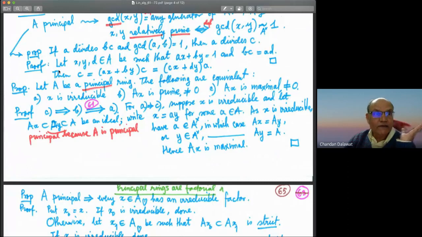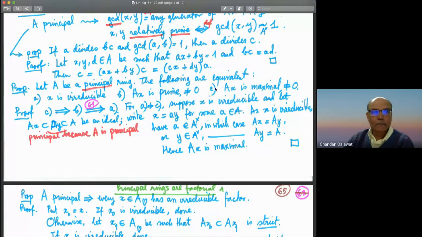in a principal ring, the following notions are equivalent. An element being irreducible, the ideal generated by that element being a non-zero prime ideal, and the third thing is that the ideal generated by that element is a non-zero maximal ideal. These three notions are equivalent. They're not equivalent in general, but in a principal ring, they are equivalent.